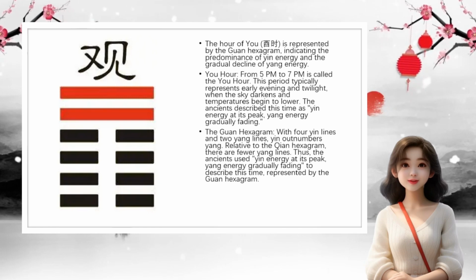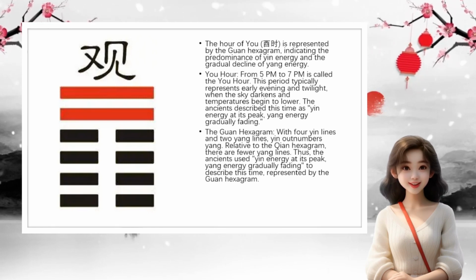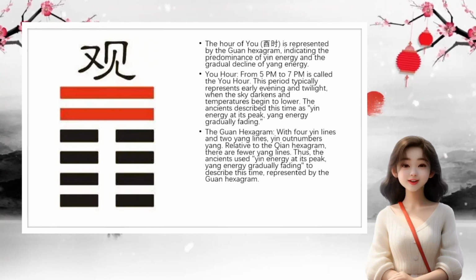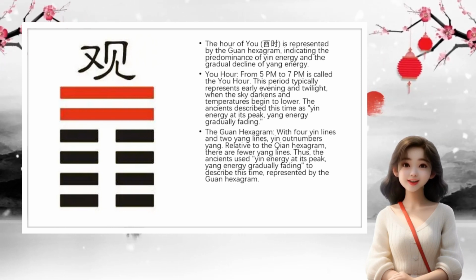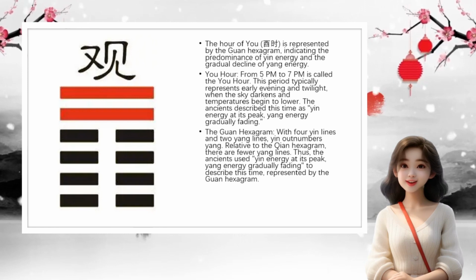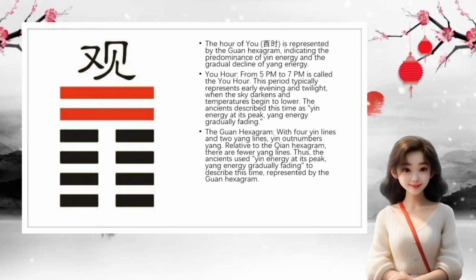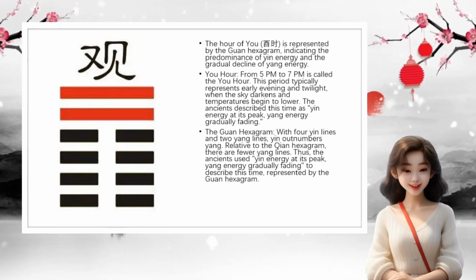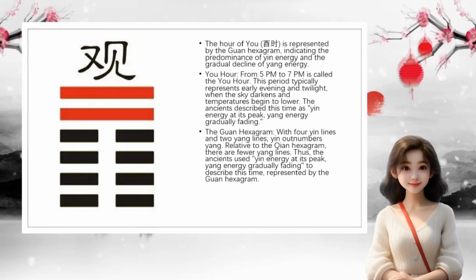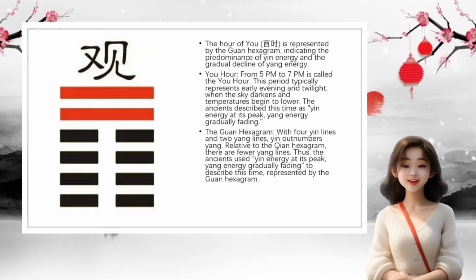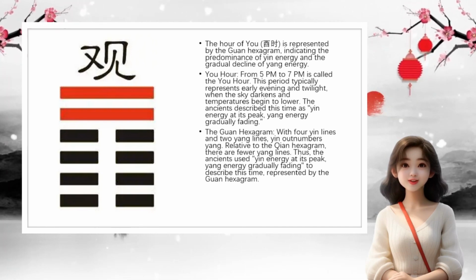The hour of Yu is represented by the Guan hexagram, indicating the predominance of yin energy and the gradual decline of yang energy. Yu hour, from 5 p.m. to 7 p.m. is called the Yu hour. This period typically represents early evening and twilight, when the sky darkens and temperatures begin to lower. The ancients described this time as yin energy at its peak, yang energy gradually fading.